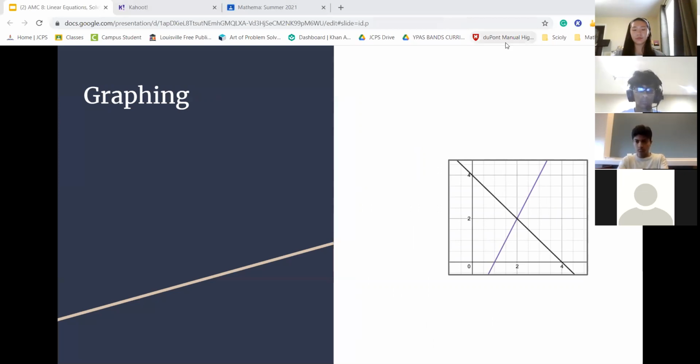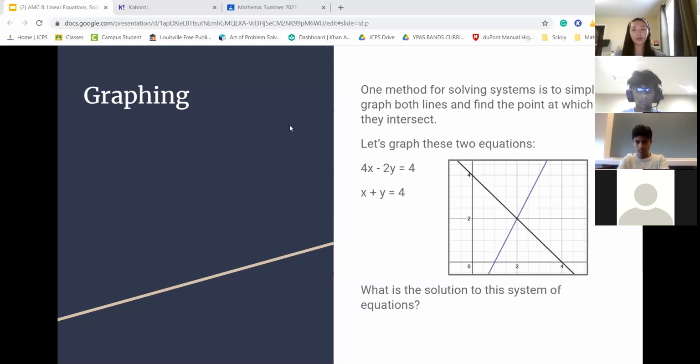Okay, our next one is graphing. One method for solving systems is to simply graph both lines and find the point at which they intersect. If we have these two equations on the left, 4x minus 2y equals 4 and x plus y equals 4, and we graph them like you see on the screen, you can just find the point at which they intersect, like this point, and that would be your answer.